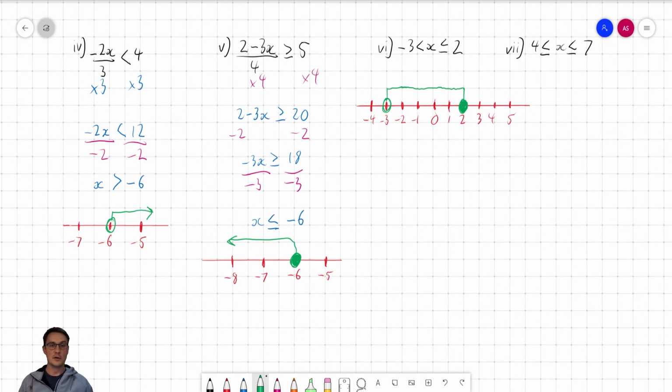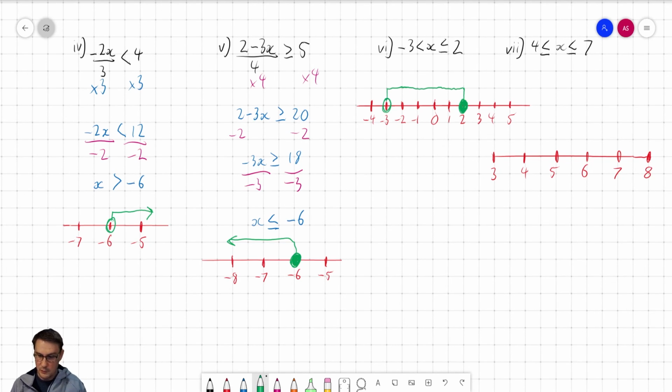So rather than an arrow saying it's going on indefinitely, we're restricting it to just a certain number of points here. Now, lastly, we have x is between 4 and 7. So in this case here, again, we've got our number line. And I'm going to put my values onto this. So we're going to have 3, 4, 5, 6, 7. And let's extend that a little bit to 8.